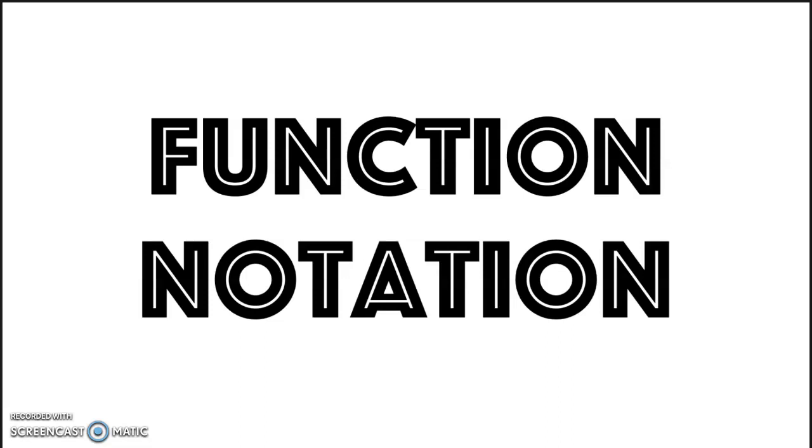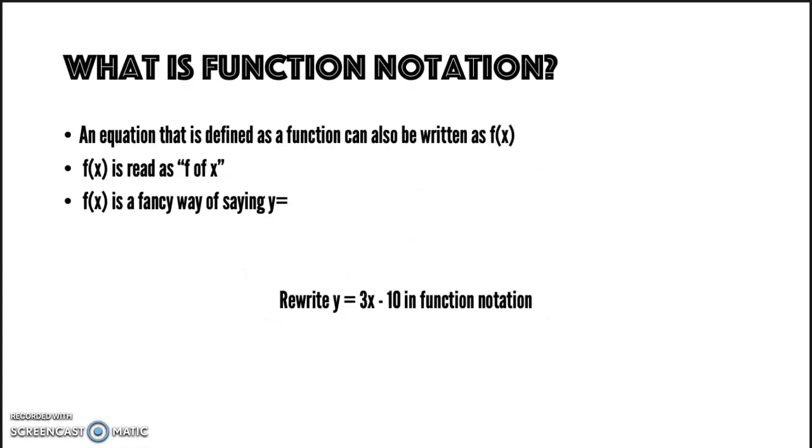All right, we are going to talk about function notation. What is function notation? Function notation is an equation that's defined as a function. So it's an equation that is officially declared a function, and it can also be written as f of x. So that's how you say it, f of x. And it's just a fancy way of saying y equals. So we could say f of x equals blah, blah, blah. That's the same thing as y equals whatever that was. But when we're reading it, we're saying it f of x.